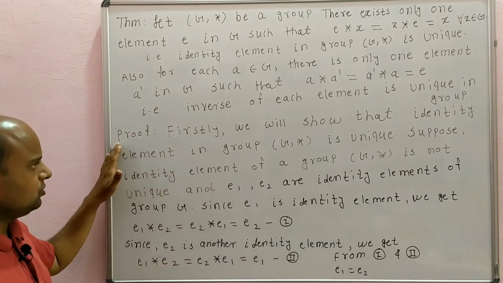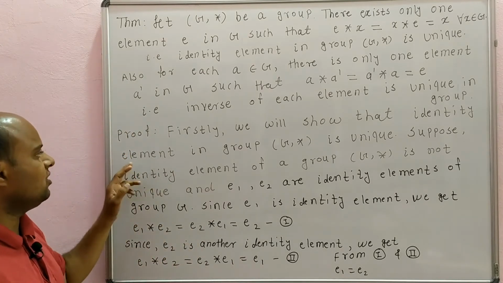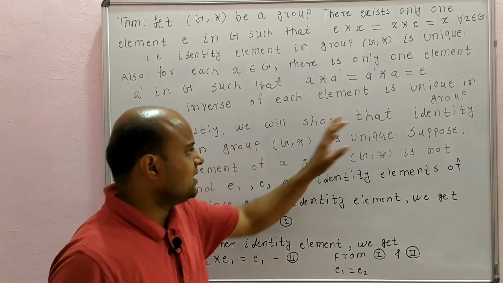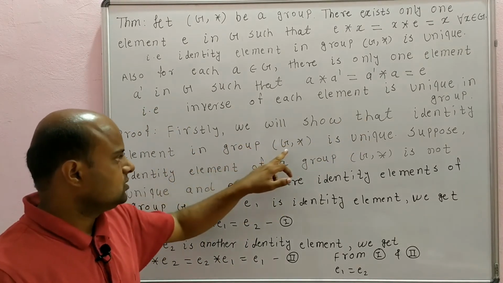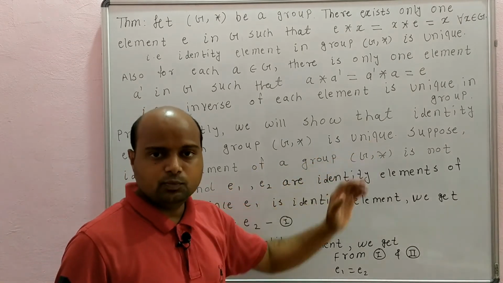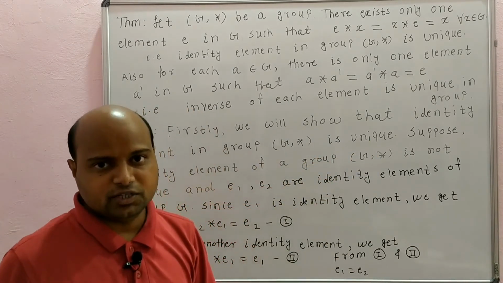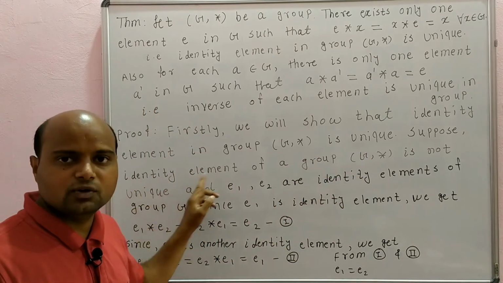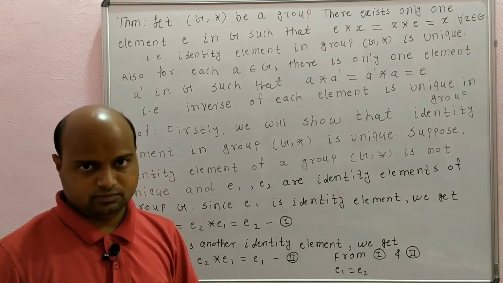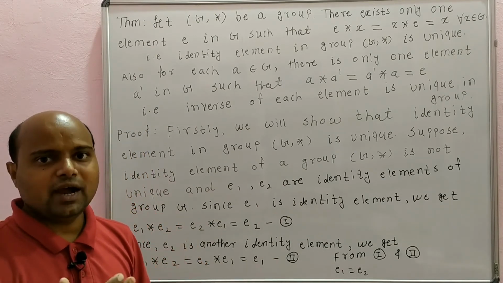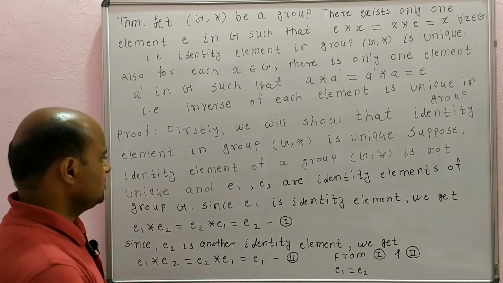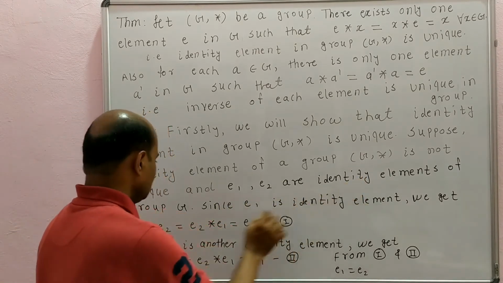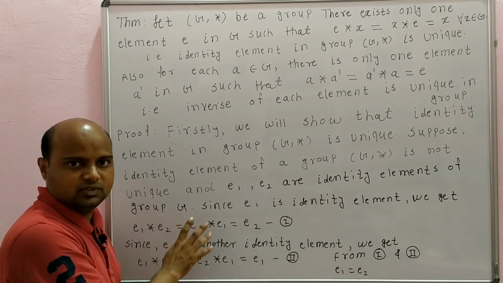Firstly, we will show the uniqueness of the identity element. Firstly, we will show that the identity element in a group G is unique. We will prove this theorem by contradiction. Suppose the identity element of a group G is not unique. Suppose there exist two identity elements, say E1 and E2, which are identity elements of group G.